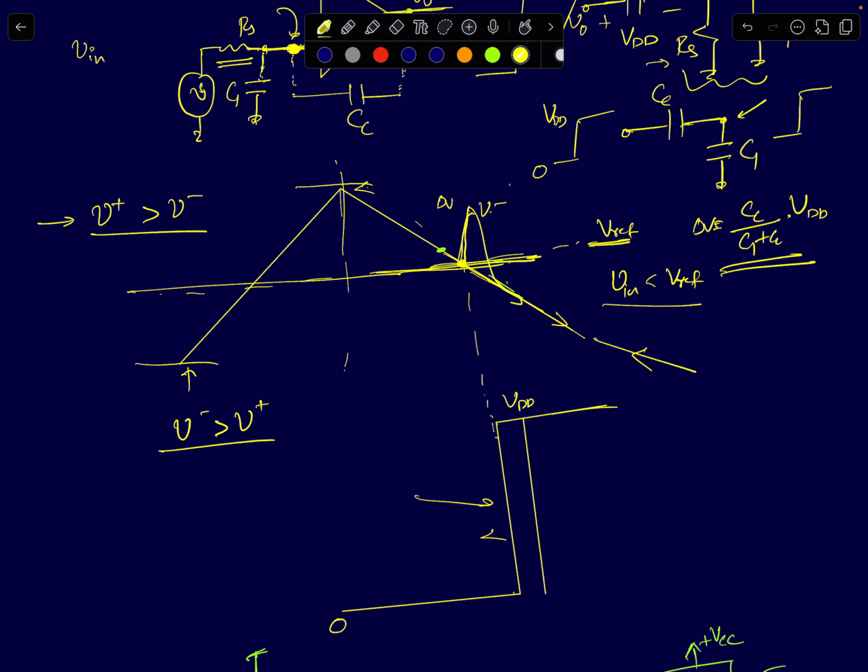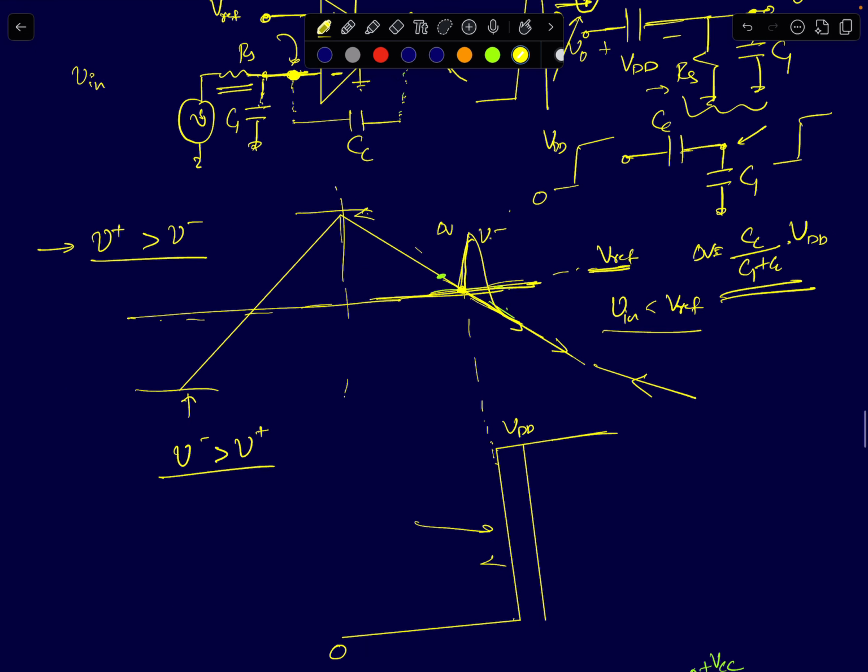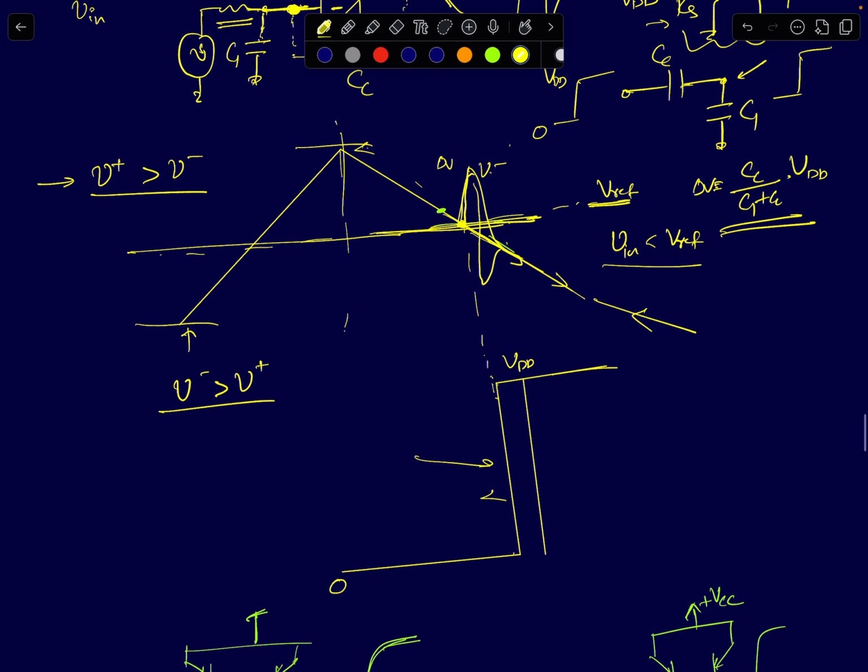Then as your input is slowly decreasing, what will happen? The opposite will happen now. Your output will suddenly go to 0, and your capacitor will couple back a negative voltage to the input. So you will see a sudden negative spike. And since you see a sudden negative spike, your output will again go back to VDD, and again you will see some of this, till the point where your input moves far away from the reference voltage.